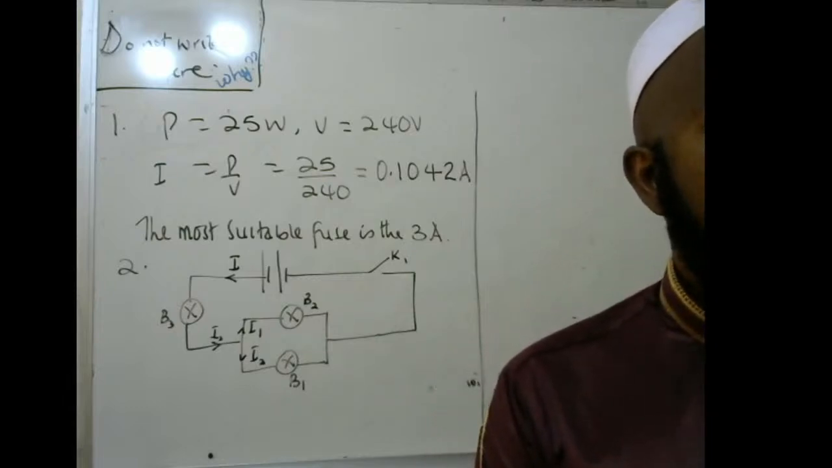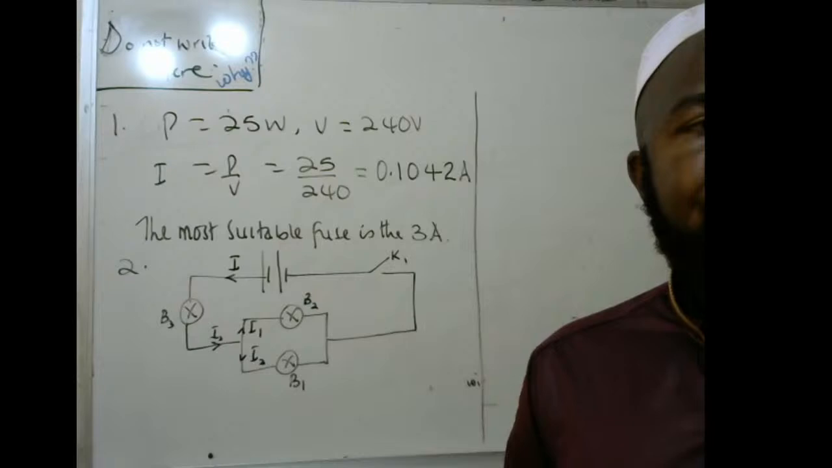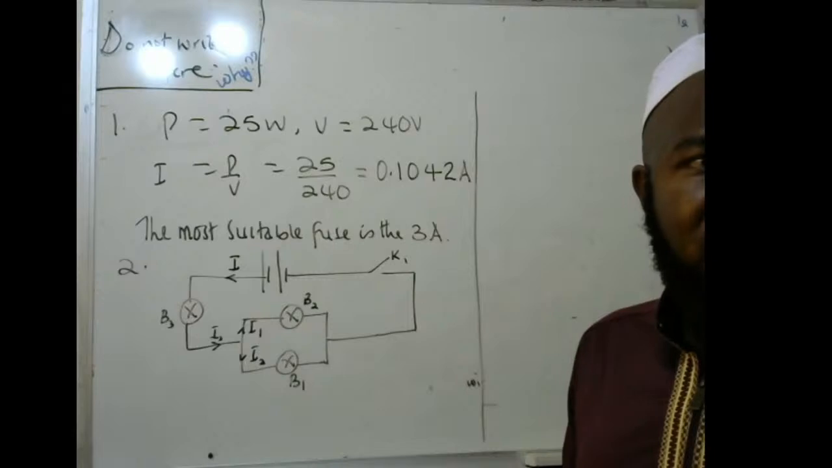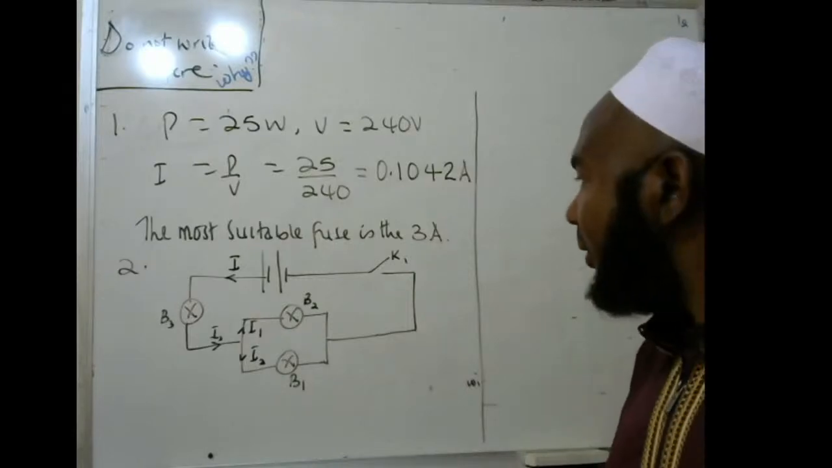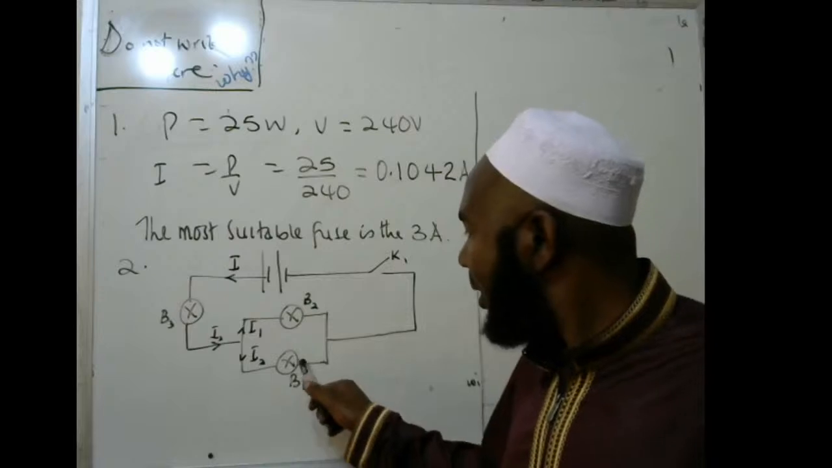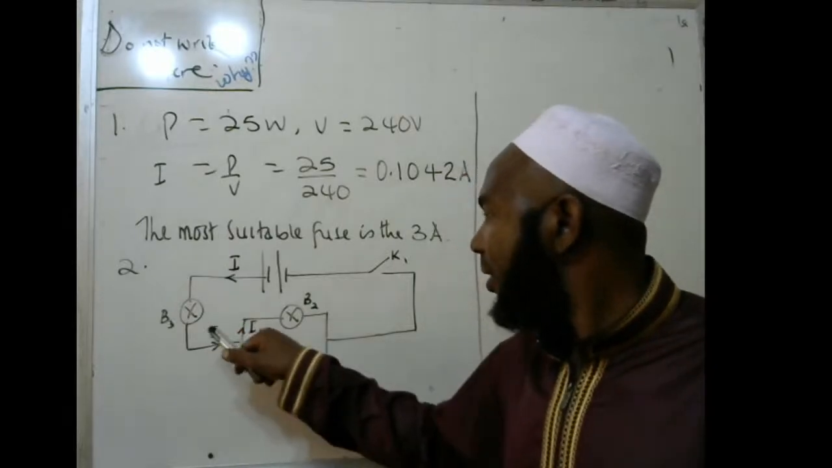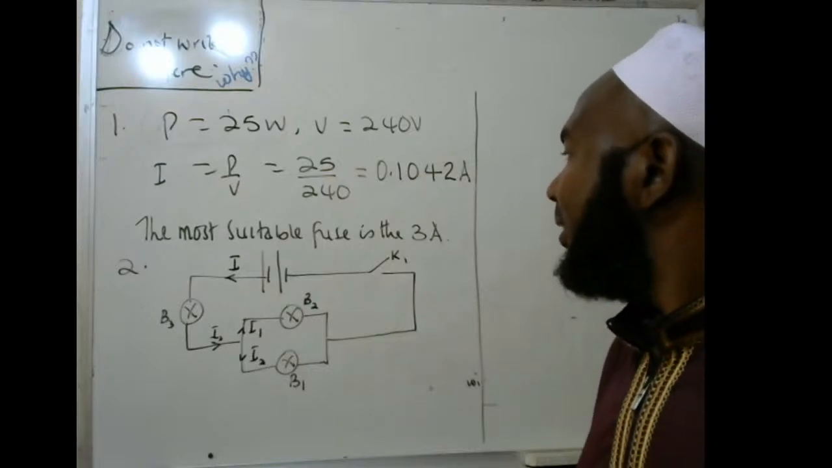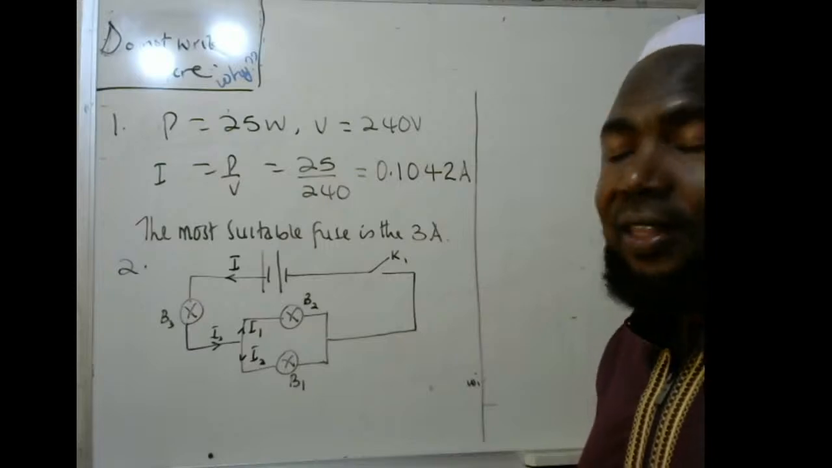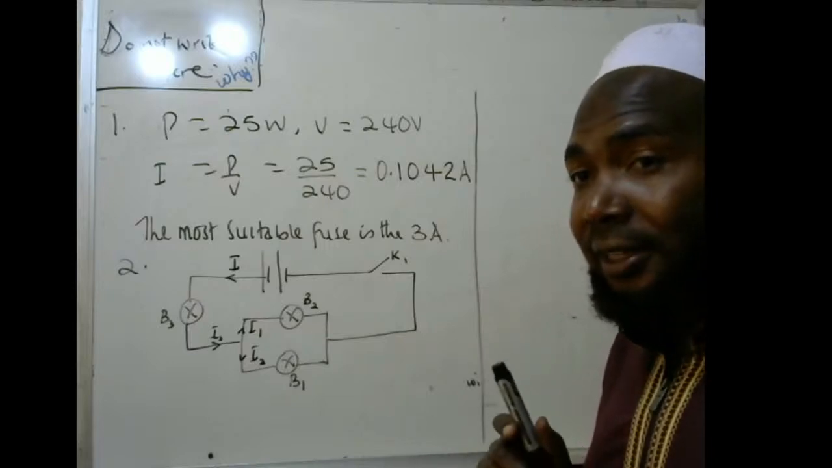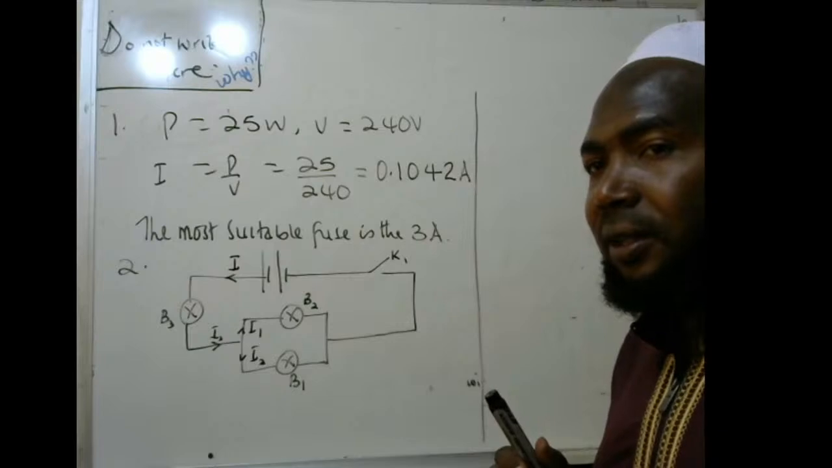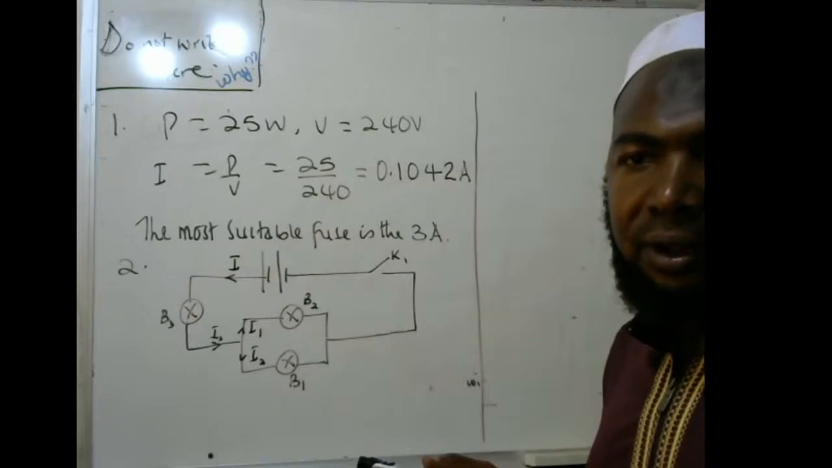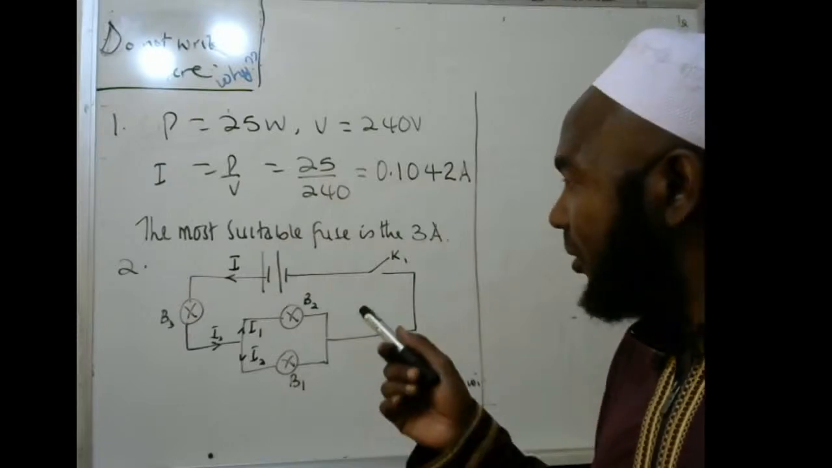Then part B, if B1 blows, what will happen to the other bulbs? Look at the diagram. B1 blows. What will happen to the rest of the bulbs? They will continue. Yes. The other bulbs will both light. But the brightness of the bulb will depend on the resistance of each of the lamps.